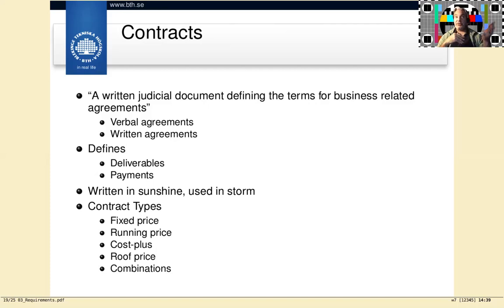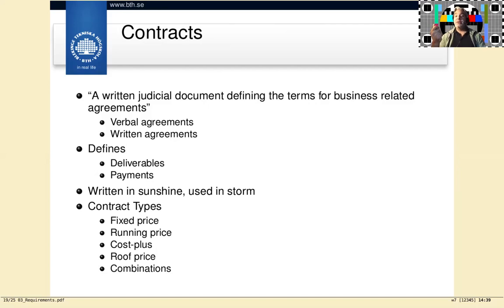What you should deliver, what the customer should deliver, what your responsibilities are, what the responsibilities of the customer are, and so on. So we'll put all of this into writing, and that means that you have something there to lean back upon. Now, a contract is something that you write because you have to, and you hope that you never need to use it.